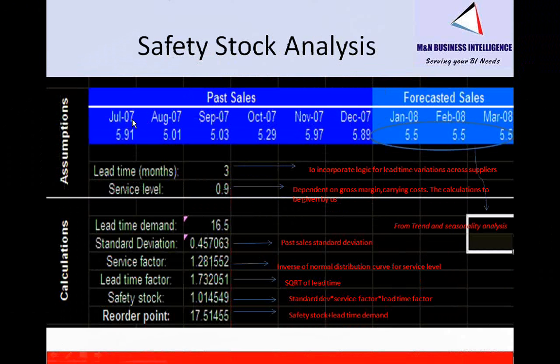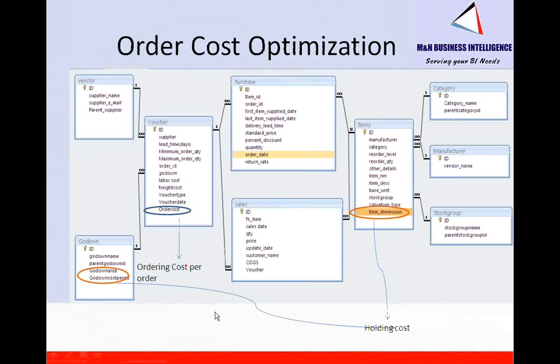Then we look at the safety stock. So you have the past sales and the forecasted. So this is all coming from the Microsoft stack. And then you have the lead time in months. So you have to look at the lead time in months across suppliers. This is the service level, which is 90%. Lead time demand is the sum of all these three. The standard deviation is the standard deviation of the entire past sales across the last 5 years. The service factor is the inverse normal distribution of the service level. The lead time factor is the square root of these three, and when you multiply 1, 2, 3, you get the safety stock, and the safety stock plus the lead time demand gives you the reorder point.